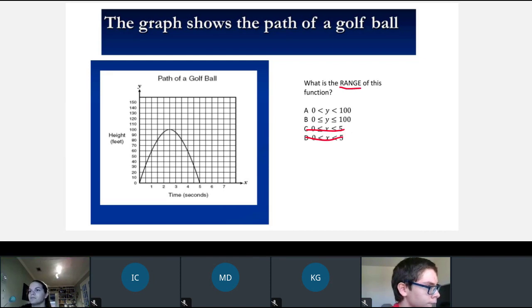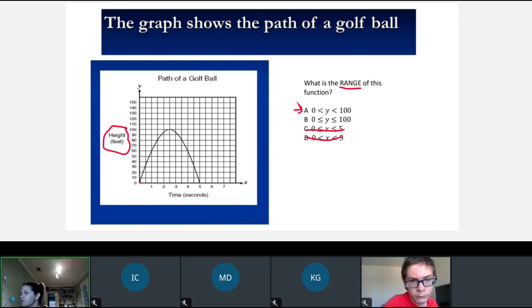So this is the path of a golf ball. The only difference between A and B is just the inequality signs. So I want to ask myself, we're talking about the height of a golf ball in feet. A, with it saying that the range has to be greater than 0, it couldn't be equal to 0. That would imply that I'm always hitting the ball off the ground, right? And that's not true. If it's on the ground, it's not in the air at all. So it would be equal to 0, okay?